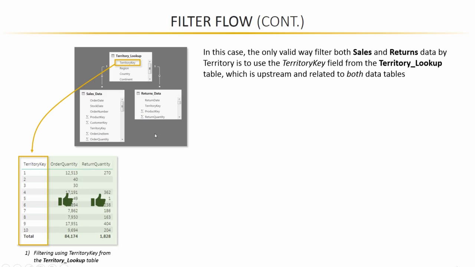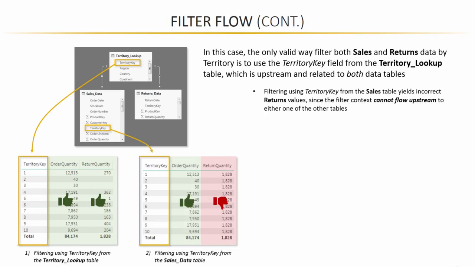Now, the reason we get the correct answer here is because that filter context that we created by using the territory key in the lookup table is able to pass or flow downstream to both the sales table and the returns table. But keep in mind, we also have a territory key in the returns data, as well as a territory key in the sales data. So technically, there are three different ways we could try to replicate this view. So let's take a look at what happens when we try to do that.